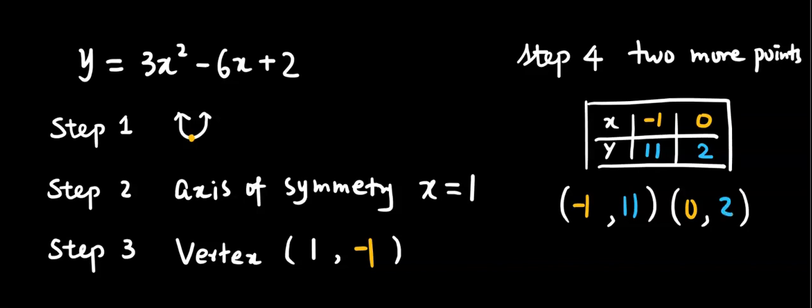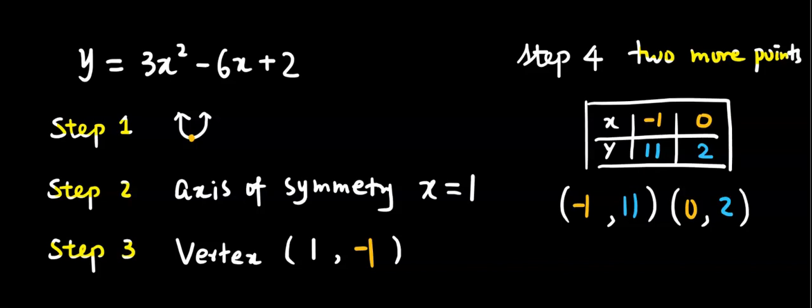Now, look at how much information we got. We know the direction of the opening of this graph. And we know the axis of symmetry. We know the vertex. We also have 2 more points. Now, you can pull out your graph paper, go ahead and plot all this information on your graph paper, and you will have a beautiful parabola for this function.